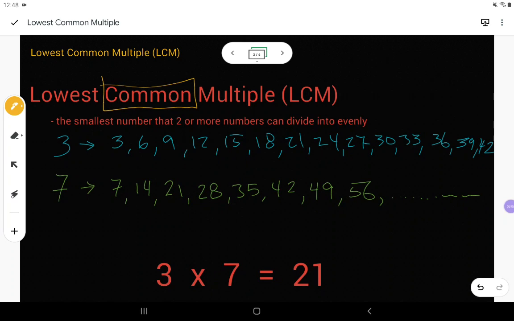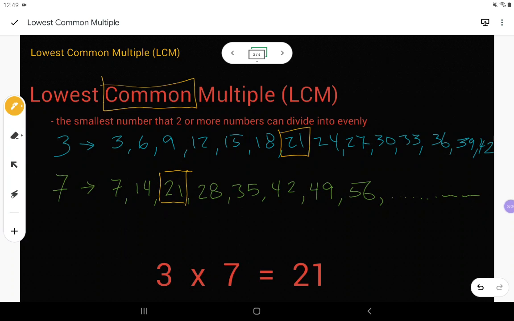What are the things that are the same between 3 and 7? So as I look through my list, I've got a 3 here, but I don't have a 3 in my list for 7. So 3 doesn't work, and 6 doesn't work. And none of these work until I hit 21. 21 is a common multiple because it shows up in both of my lists.